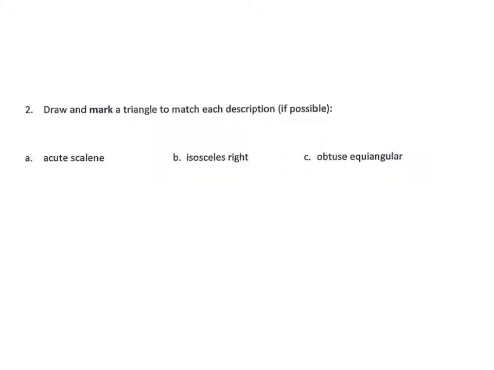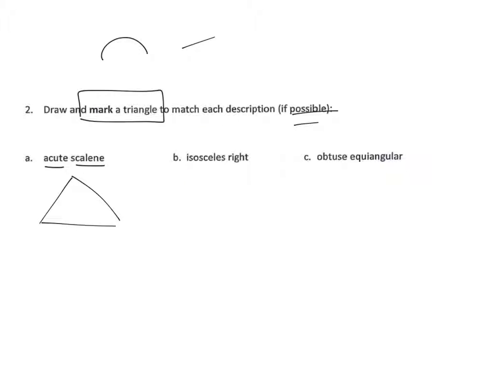Okay, for an example, draw and mark it. So put your angle marks, put your hash marks to fit each description, if possible. It might not be possible. So an acute scalene triangle means that all angles are less than 90 and all side lengths are different. So all angles less than 90. Oh, we'll just pretend that's 89 because it's pretty close. And then all side lengths different: 1, 2, 3. My markings show that they're all different. I could do one arc, 2 arcs, 3 arcs to show that those angles are all different.